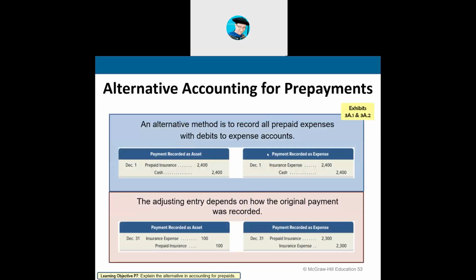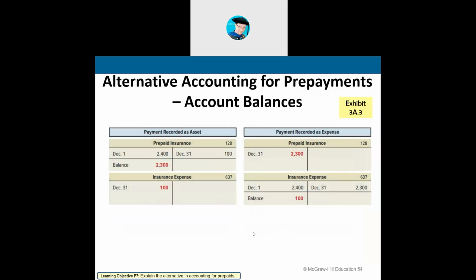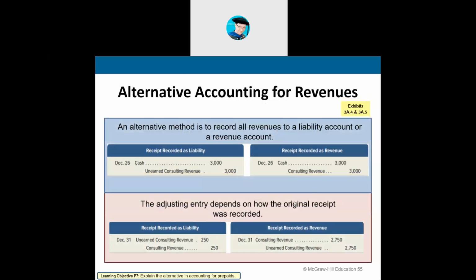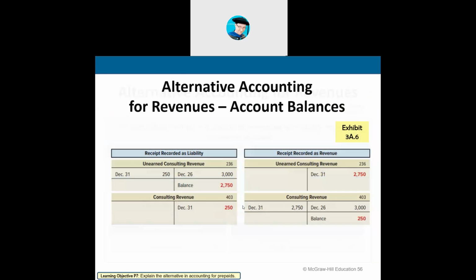Okay, and this just kind of recaps what we went through. The initial payment versus cash. On the left side is accrual. On the right side is cash-based accounting. Isn't that nice? Just kind of shows us the difference between the accrual method and the cash method. Same with the revenues. Okay, great.